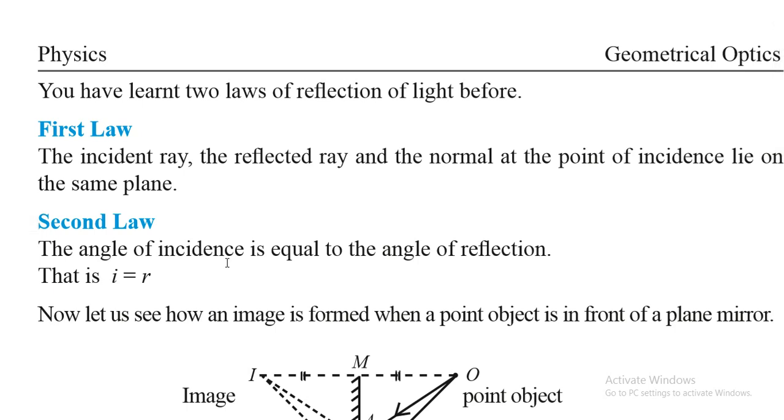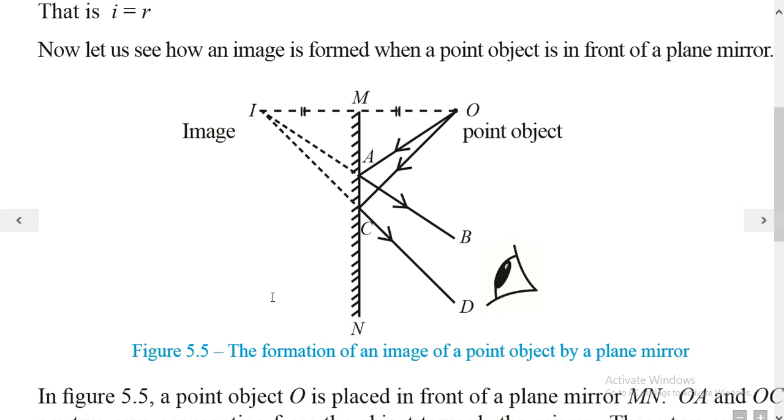That is known as i equal r. These are the two laws of reflection. Now let us see how images are formed when an object is placed in front of a plane mirror. How does the formation of an image occur?